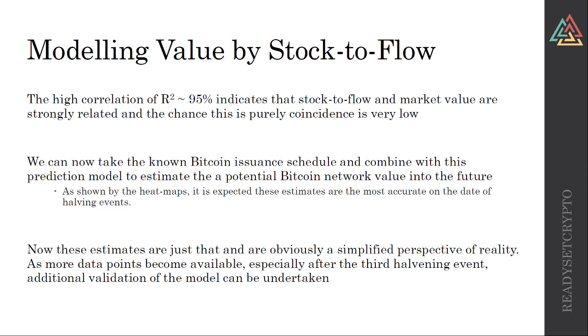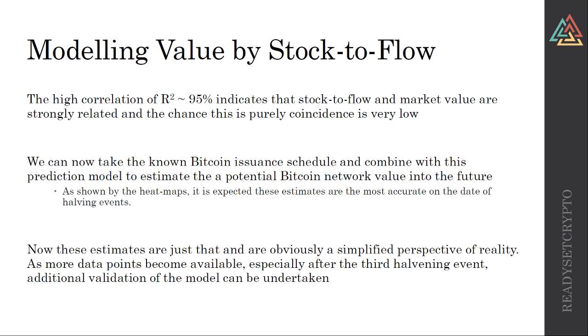So this high correlation factor of 95% does indicate that stock to flow and market value are very strongly related, and the chance that it's pure coincidence is very low. We can now take the known Bitcoin issuance schedule, combined with this prediction model, to estimate the potential Bitcoin network value in the future, because we can actually calculate the stock to flow of Bitcoin, assuming 10-minute block times.